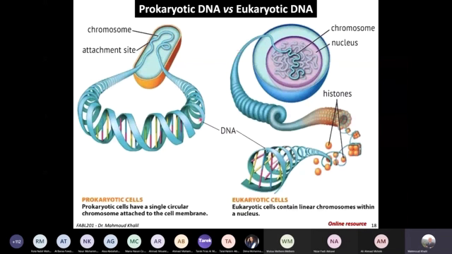Okay, you can see that the circular DNA of the prokaryotes, like bacteria, can be attached to the cell membrane, which is not the case in eukaryotic DNA. It cannot be attached to the cell membrane because it is confined inside a nucleus. And of course, you can see that the eukaryotic DNA exists inside a nucleus. But here, there is no nucleus, of course, for the prokaryotes.